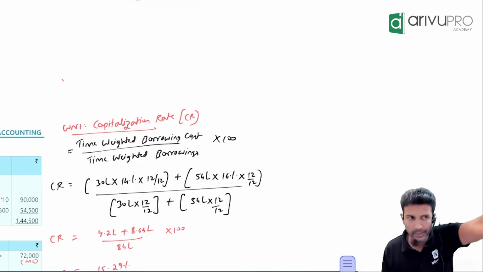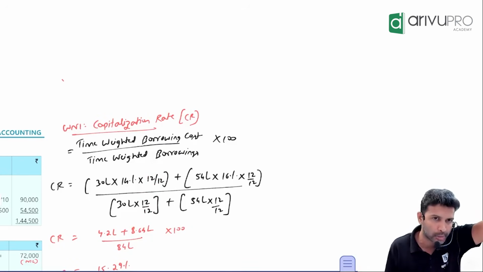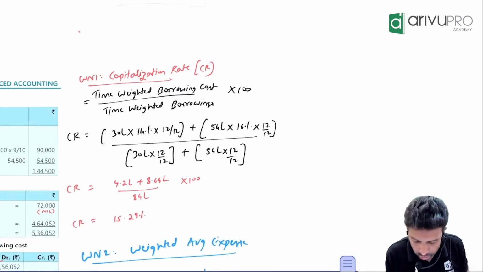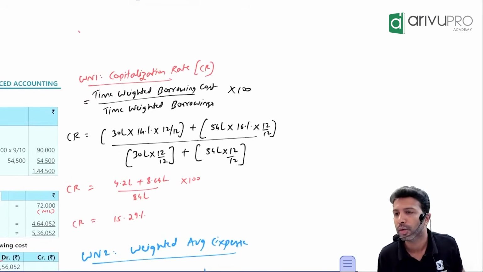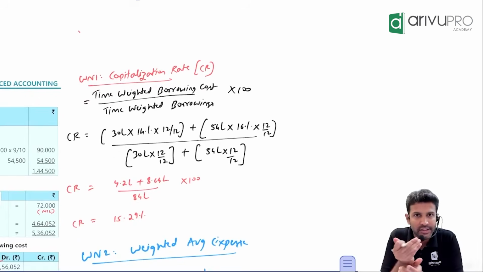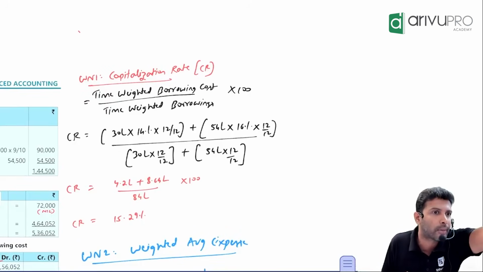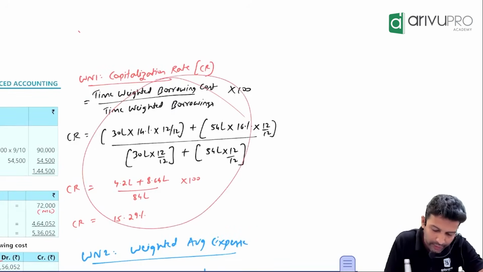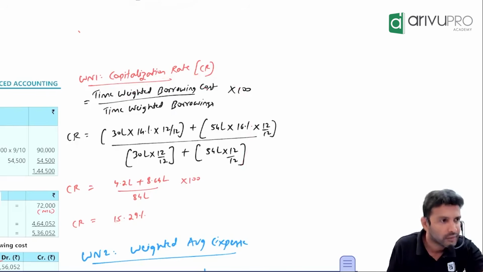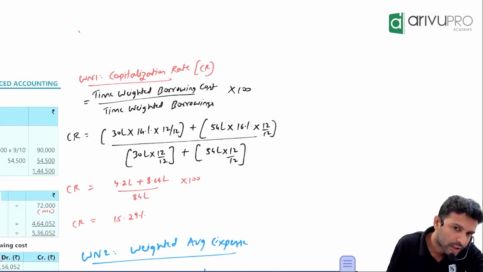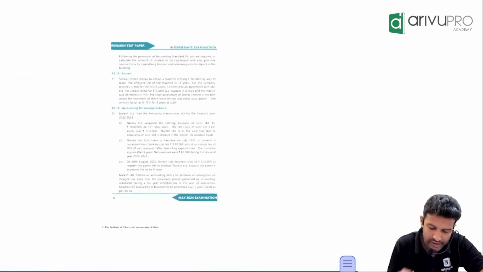So the weight has to be assigned in the numerator as well as the denominator. But such adjustments are not tested, so you don't have to worry too much about it. But if you know, it is much better. Done? So how much did we get? 15.29. So is this a straightforward calculation, or will we assign weights? We'll assign the weights. Correct? Okay, now come back.